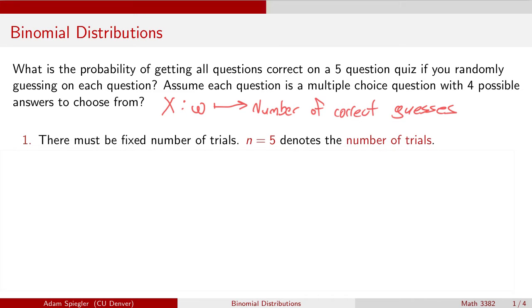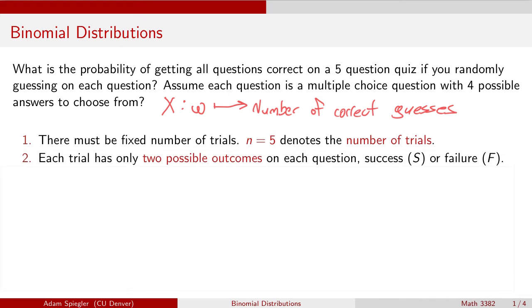So the first observation to make here is that we have a fixed number of trials. In this case, each trial is a question. So we have a set number of trials, in this case, 5 of them, from which we can get questions right or wrong. So in total, we're going to have 5 repeated trials. And here we denote the number of trials using the notation n. So we would say n is equal to 5 in this example. So the first thing to look for is we have a fixed set number of trials.